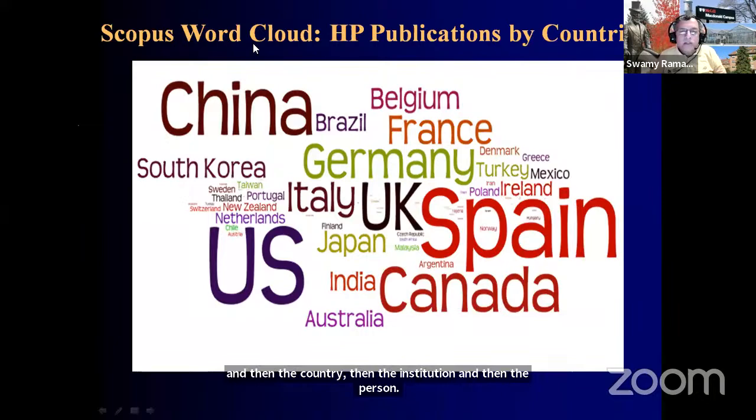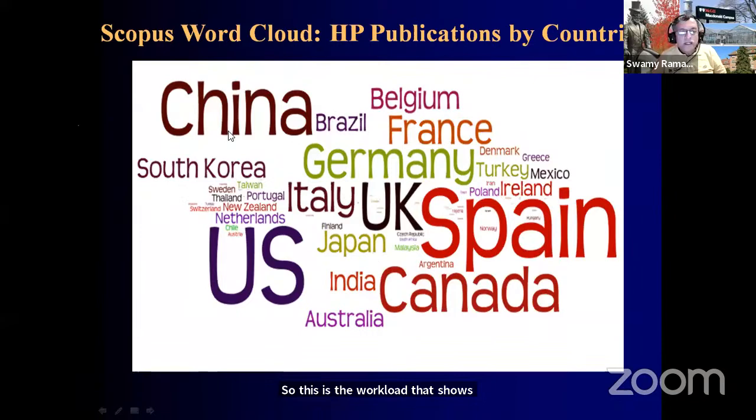This is the Word Cloud that shows publications by country. The bigger the letter, the more publications are coming from that country. You can see China, USA, Spain. You also have Canada, UK, Germany. All these big letters show there are more publications coming from that country. You also see India here. There are not many institutions in India that actually focus on high pressure. A few universities, IITs now have it, but it's not very popular, well publicized or well equipped. But still, there are publications coming from there, and therefore you can see the name.